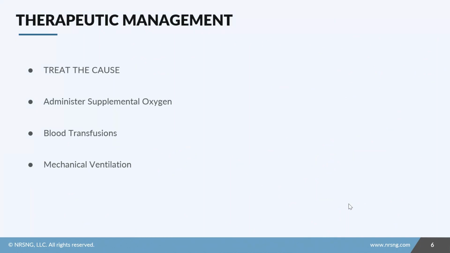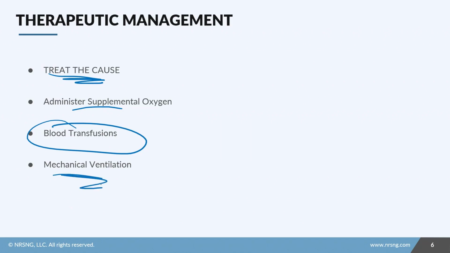Now, as far as therapeutic management for any kind of hypoxia or hypoxemia, we always want to treat the underlying cause and administer supplemental oxygen. If anemia is part of the problem, we may also be giving blood transfusions to get that hemoglobin level up. And if there's any kind of airway or breathing issue, then we may want to provide support or mechanical ventilation.